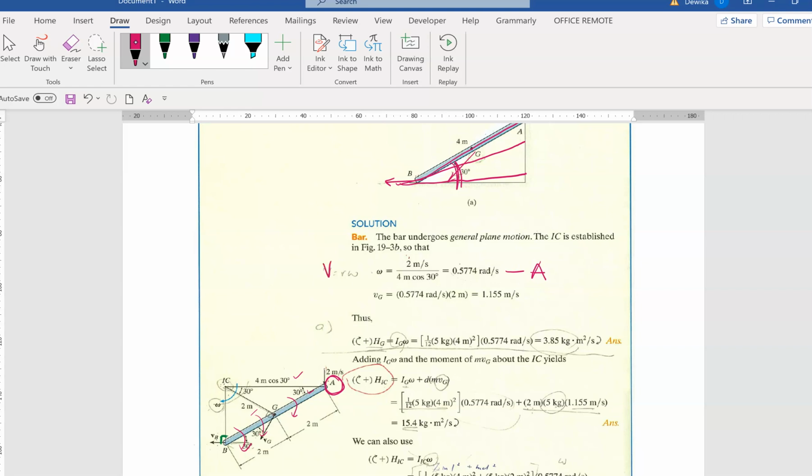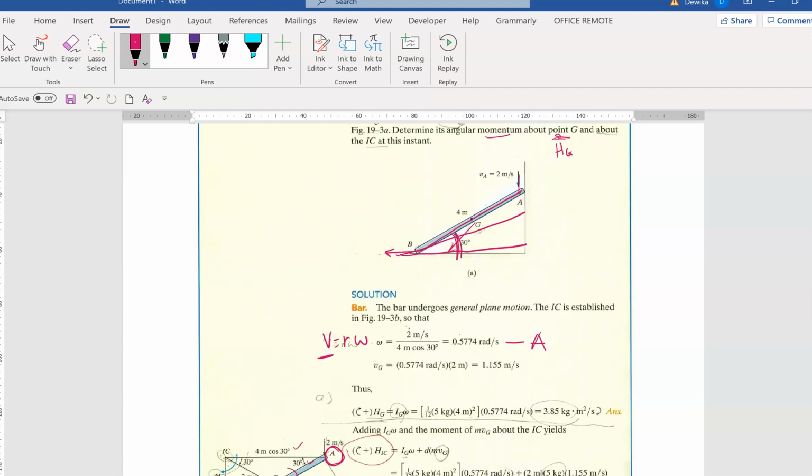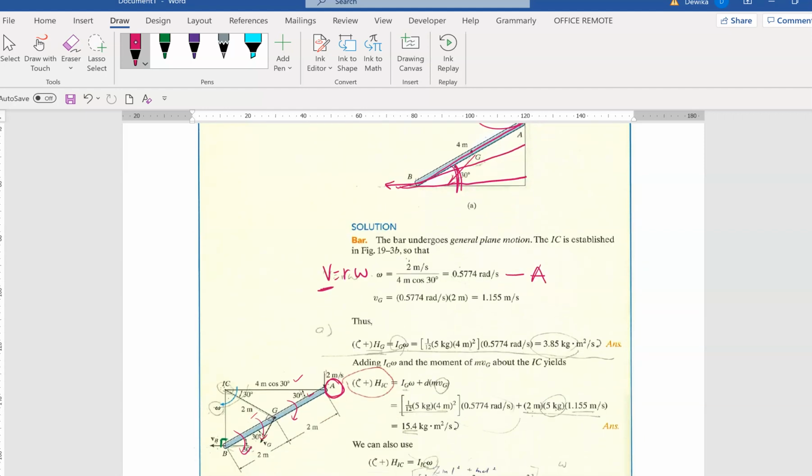So from the formula V equals R omega, what is the V given in the question? The initial VA is 2 meter per second. So 2, and what is the radius? 4 meter cos 30. So you have your omega. Omega will be 0.5. You use that omega to find the VG. So VG's velocity would be 1.155. Okay, so that is how you do it.